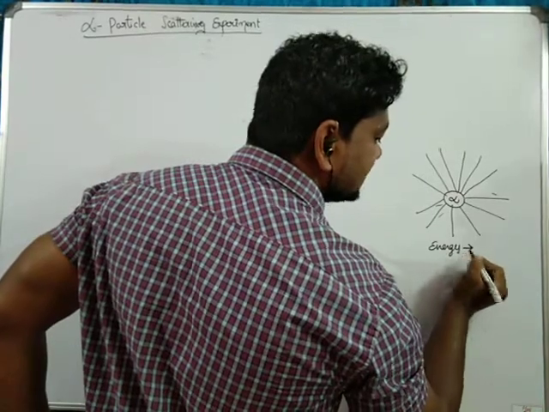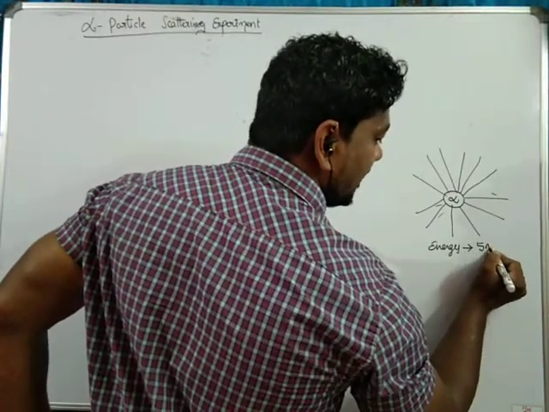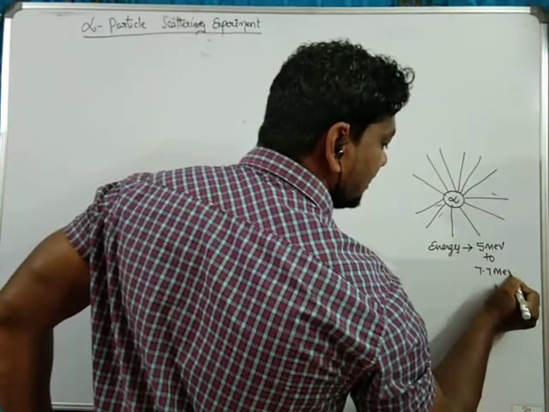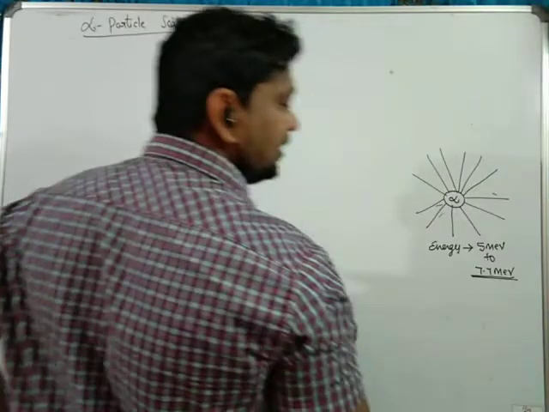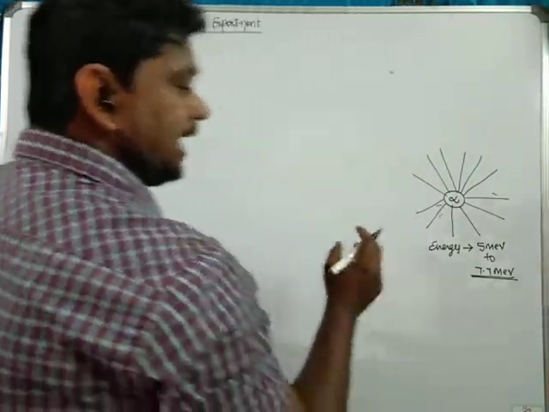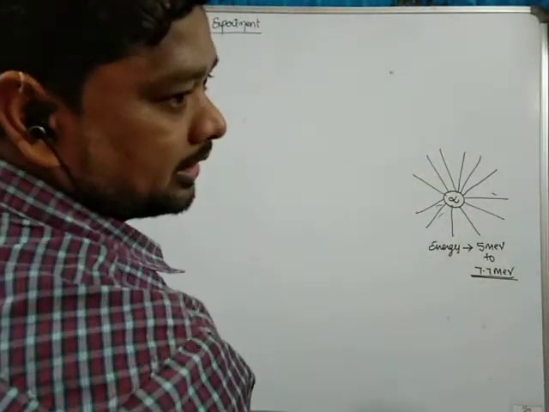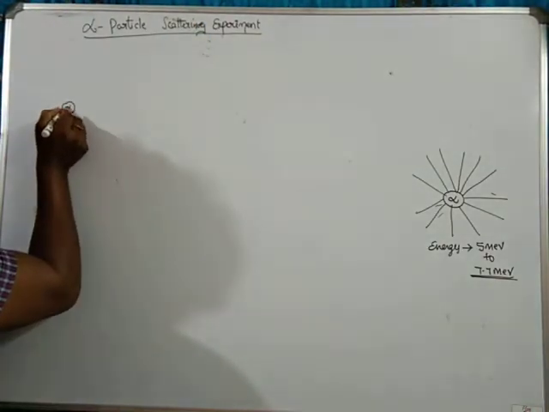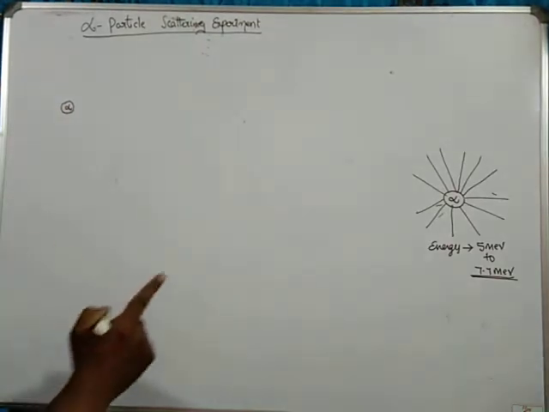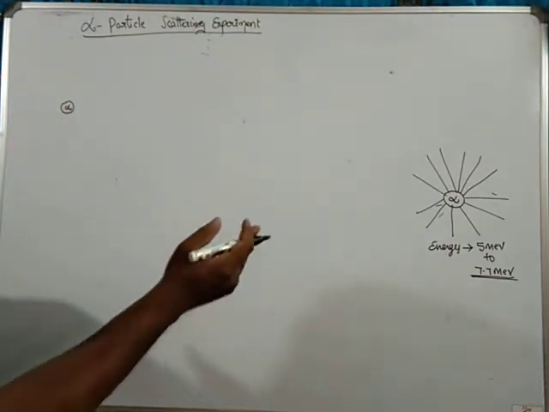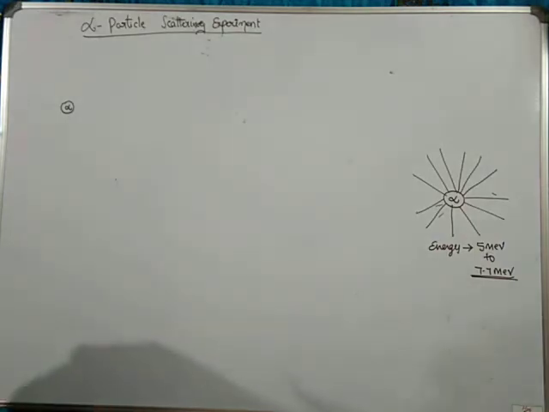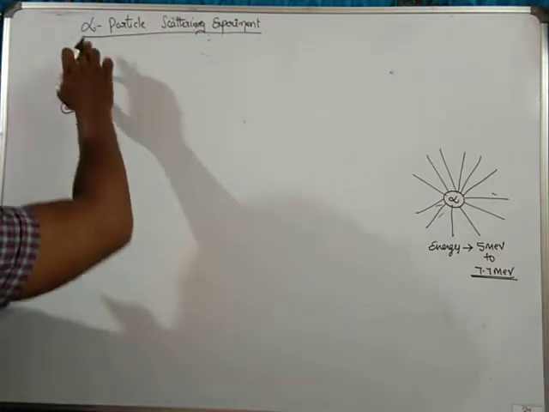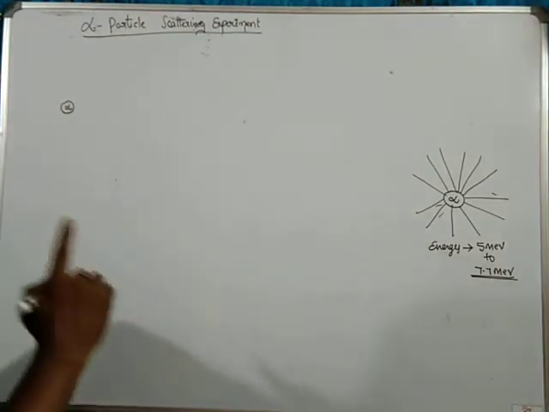The released energy will be in the range of 5 mega electron volt to 7.7 mega electron volt. This is the strength of the energy, the range of the alpha particle. Initially we consider one alpha particle, and we stated that it will radiate energy in the range of 5 mega electron volt to 7.7 mega electron volt in all directions. But for this practical setup we need only one direction.